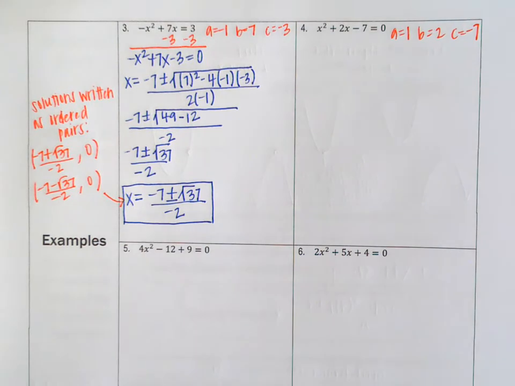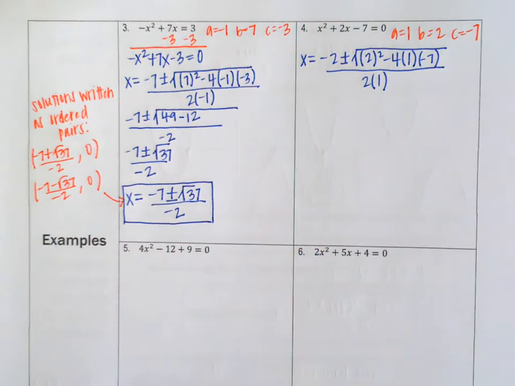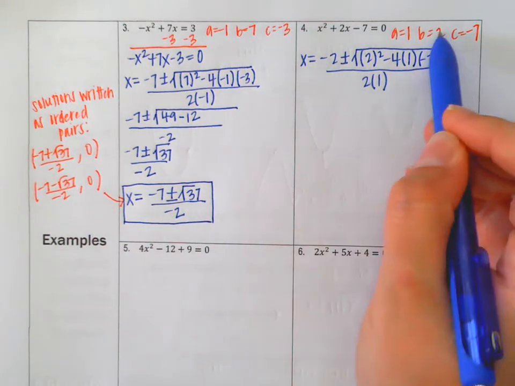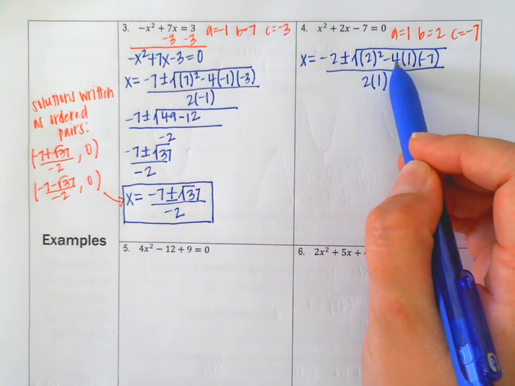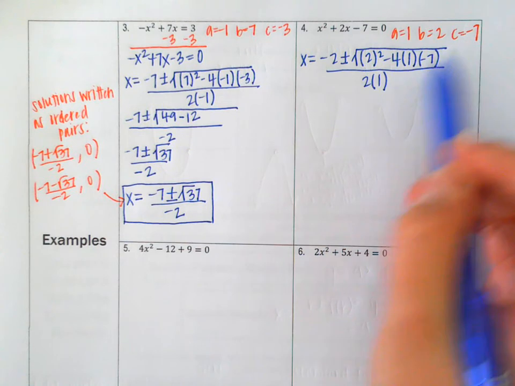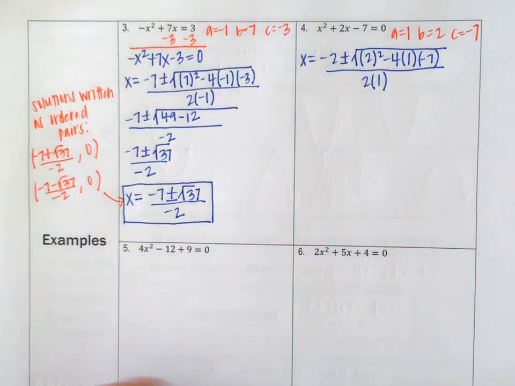Now I want you guys to pause here, and then plug it into the quadratic formula on your own. So plug everything into the quadratic formula. Okay, so I plugged it in. It's the opposite of 2 plus or minus the square root of 2 squared minus 4 times A times C, all over 2A. And then I simplify.